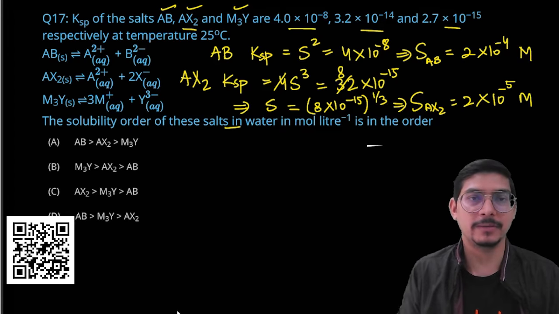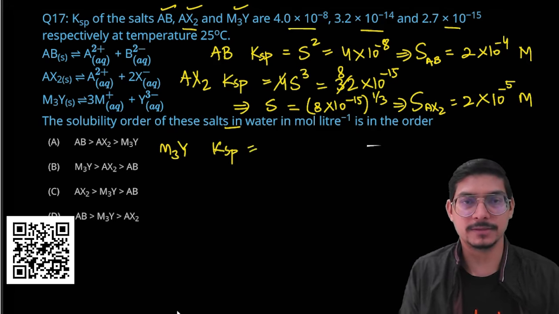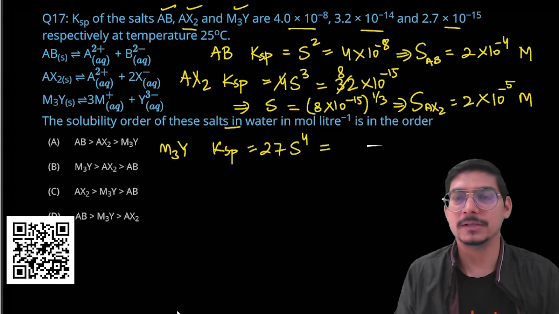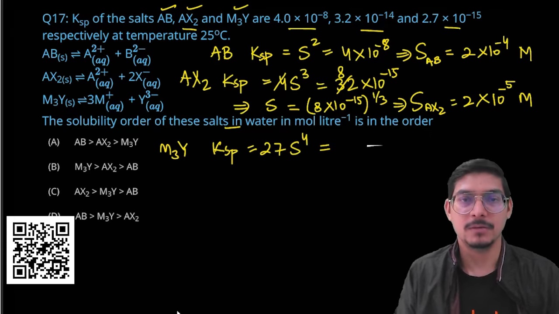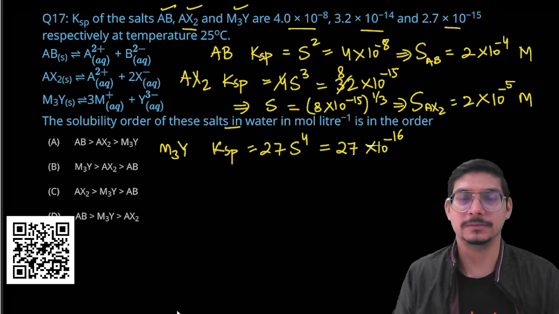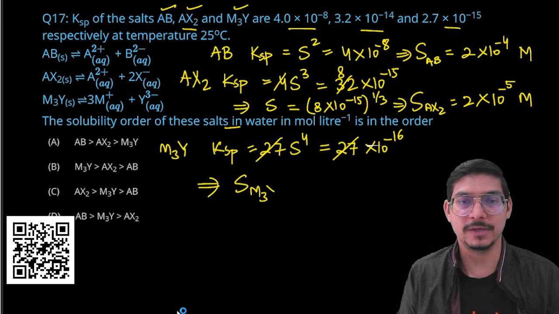Coming to the last salt, M3Y, we can write the Ksp as 3 cubed, which is 27, times S raised to the power 3 plus 1, which is 4. The value of the solubility product constant is given as 2.7 into 10 to the power minus 15, but the solubility has power 4. So we want to convert it into power 16. So we can write it as 27 into 10 raised to the power minus 16. Now we can see that 27 and 27 cancel. So S raised to the power 4 is 10 to the power minus 16. So simply, the solubility of this salt M3Y is 10 raised to the power minus 4 molar.